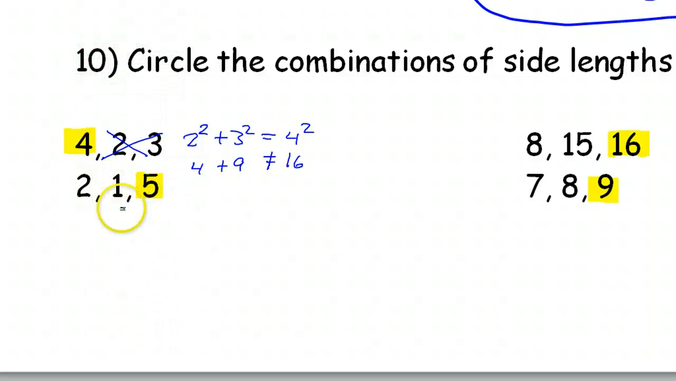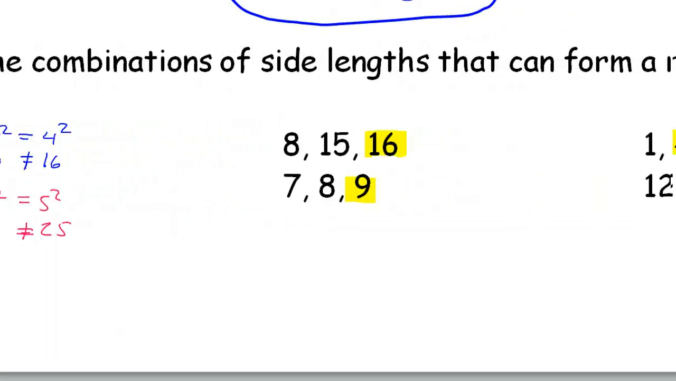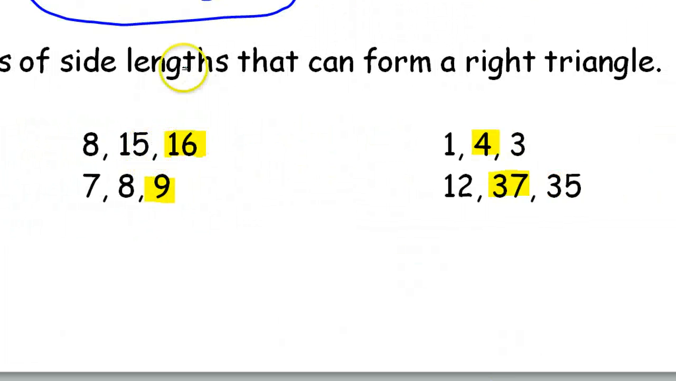Looking at this one right here, I'm asking myself, does 2 squared plus 1 squared equal 5 squared? Well, 5 squared is 25. 2 squared is 4, 1 squared is 1, so that's 5. Hmm, 5 does not equal 25. So no, that's not a right triangle either. How about these guys?